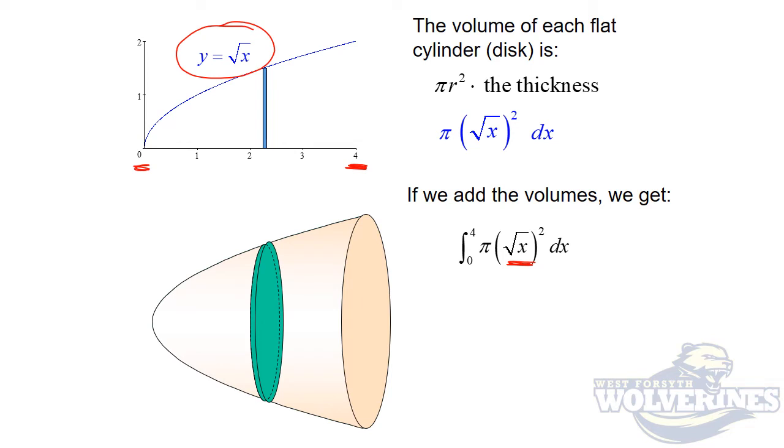So if we actually solve this, I've got root x squared, so that's cool. That's just x. And then it's x to the first, so I'm going to increase it to the second power and divide, evaluating from 4 to 0. Okay, 4 squared is 16 over 2, which is 8. 0 is 0. So big finish, the volume is 8 pi.